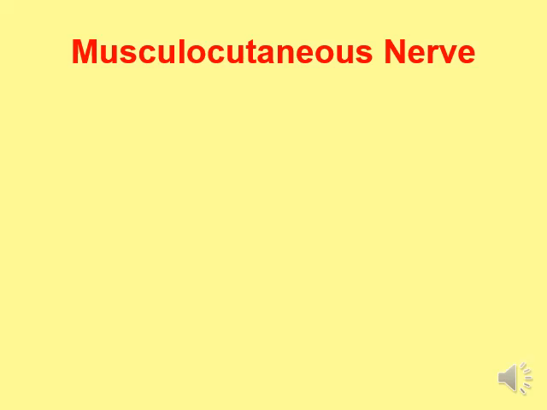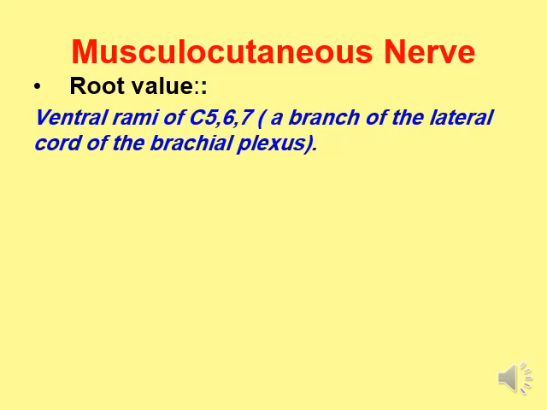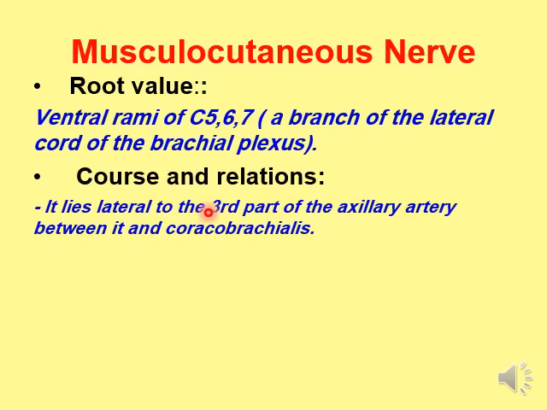The musculocutaneous nerve: its root value, it arises from the ventral rami of C5, 6, and 7, and it is a branch of the lateral cord of the brachial plexus. Course and relations: at first, it lies lateral to the third part of the axillary artery, between it and coracobrachialis, as we will see soon.